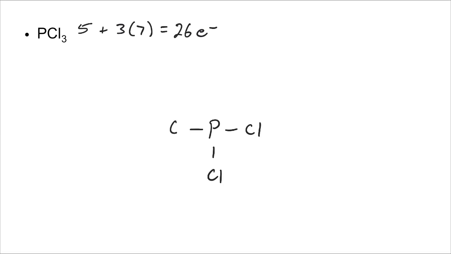For PCl3, we're going to go through the same process. First, we count the valence electrons. Phosphorus has 5. And then we have 3 chlorines. Each one has 7. So that's going to give us a total of 26 valence electrons that we have to account for. We put phosphorus in the middle. We single bond all of our chlorines. And then we give all of our outside atoms an octet.